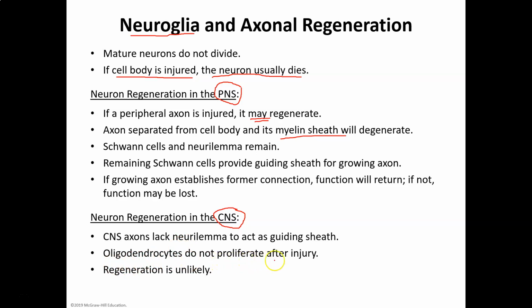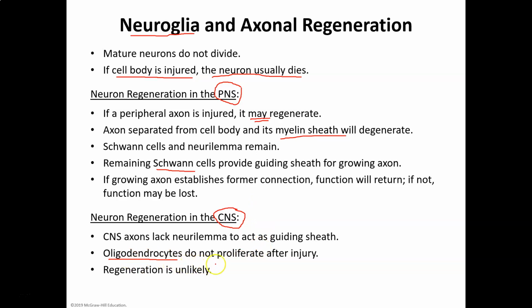Oligodendrocytes do not proliferate after injury. I haven't talked to you about this. Oligodendrocytes do exactly the same thing that Schwann cells do, except oligodendrocytes are associated with the central nervous system. Schwann cells are associated with the peripheral nervous system. They create a myelin sheath. Both cell types make myelin sheaths.